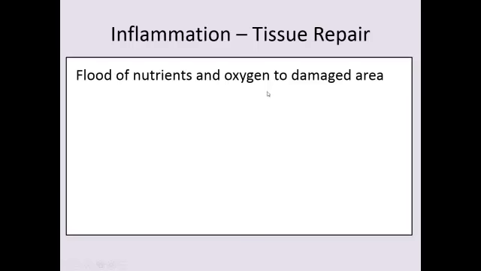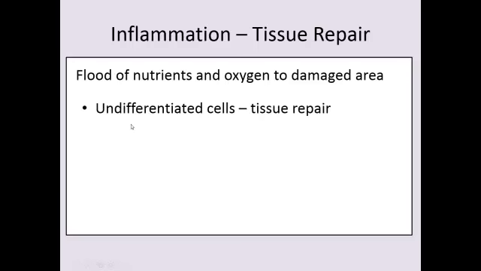So the last part of inflammation is tissue repair. Because of the permeability of the blood vessels in the area, we get a flood of nutrients and oxygen to the damaged area, as well as phagocytes. So once the pathogens are cleared out, once the dead cells are cleared out, then undifferentiated cells, we usually call these stem cells, can go to work on tissue repair.